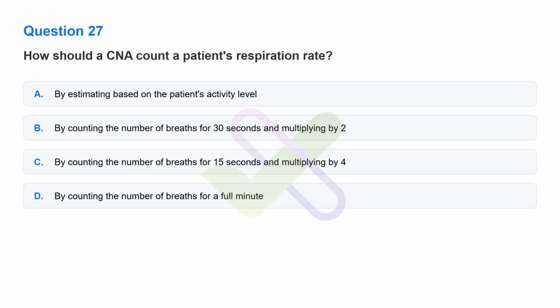How should a CNA count a patient's respiration rate? A. By estimating based on the patient's activity level. B. By counting the number of breaths for 30 seconds and multiplying by 2. C. By counting the number of breaths for 15 seconds and multiplying by 4. D. By counting the number of breaths for a full minute.